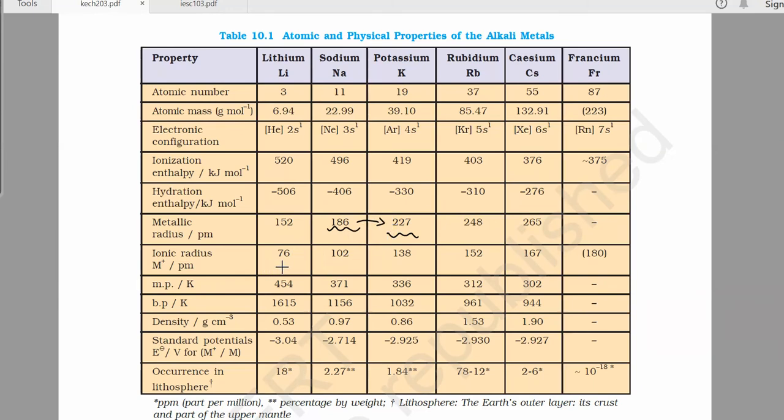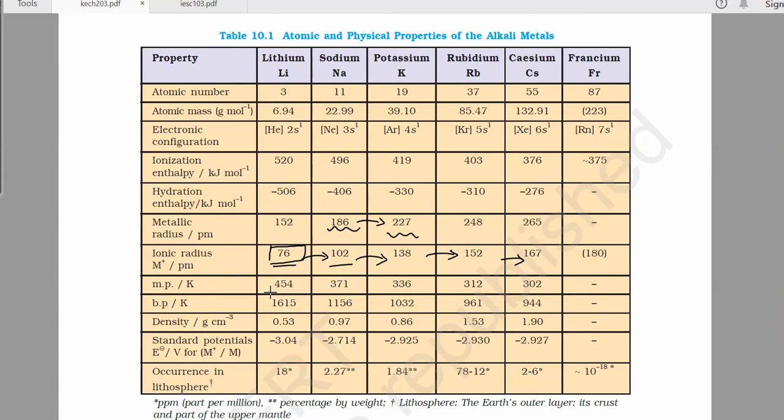Next is the ionic radius, 76, then 102. Here also a very large change is seen. Then 138, 152, 167. The reason is that lithium is having a very small size, and the nuclear charge is very high there. So due to this reason, the ionic radius of lithium is very small, and the releasing of electrons from the outermost shell will have lower chances in lithium, while in the case of sodium and potassium it is easier.